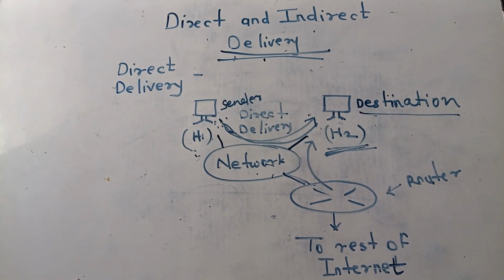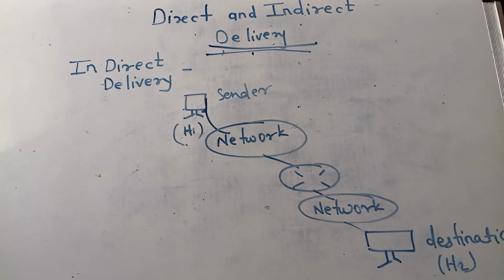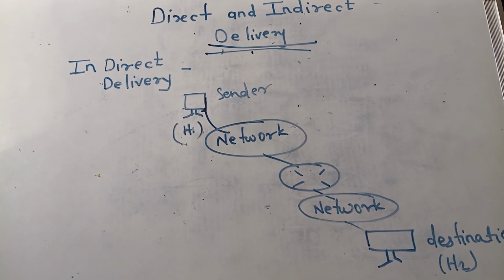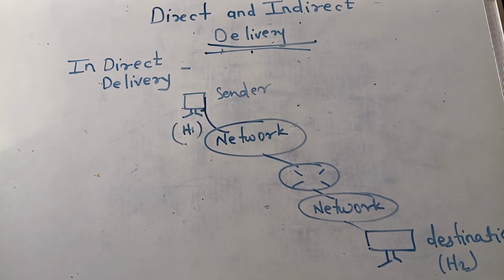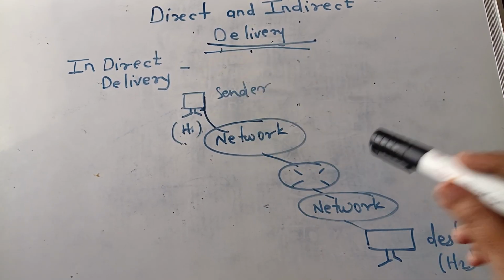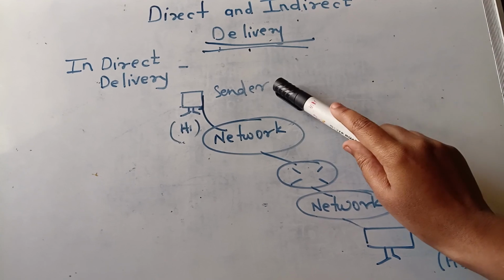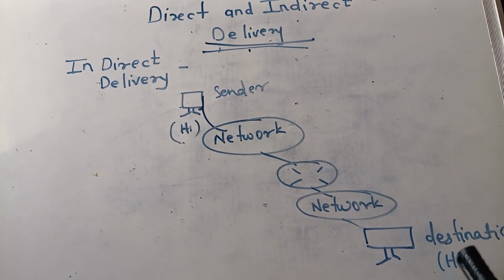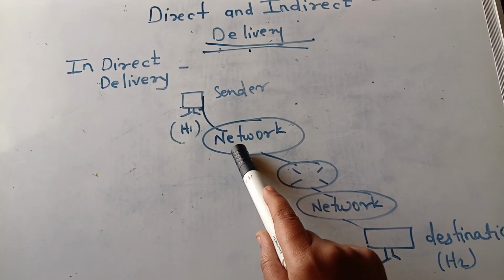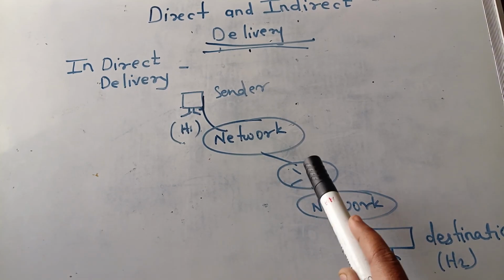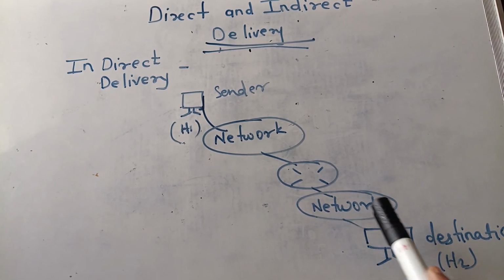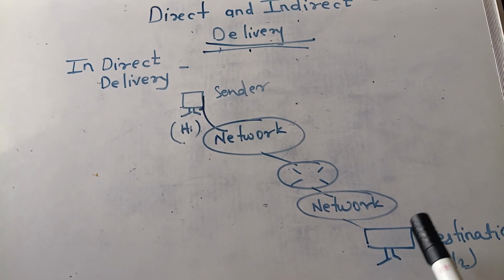So let's move on to the indirect delivery. Let's see what indirect delivery means. In indirect delivery, you have this diagram. There is one sender H1 and one destination H2. H1 is connected to a network, the network is connected to a router, the router is connected again to a network, and that network is connected to the destination host.